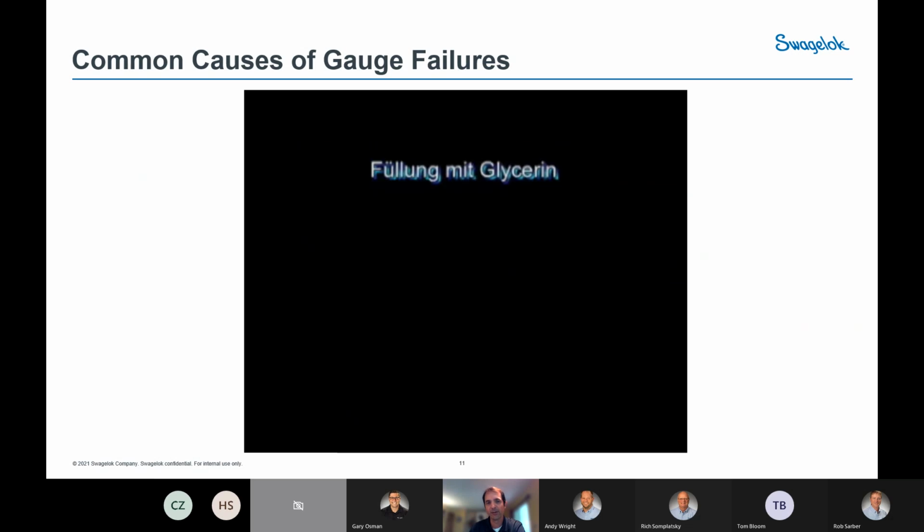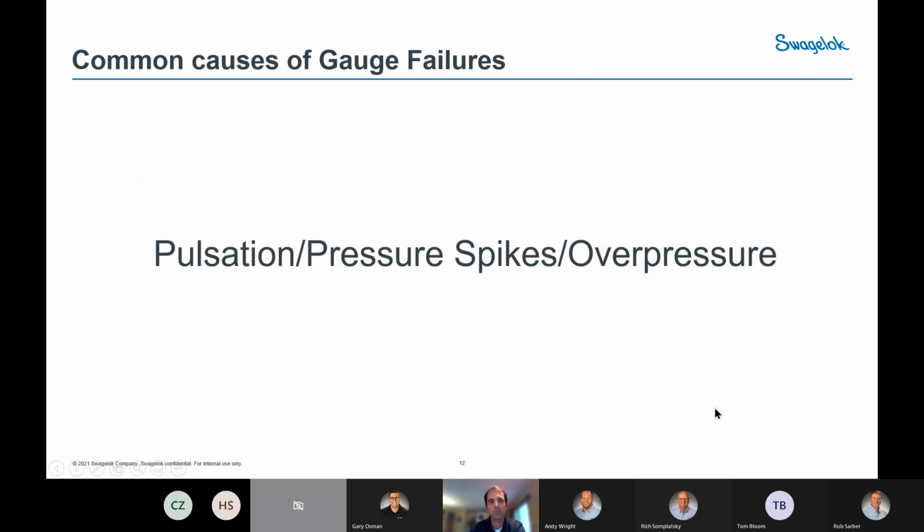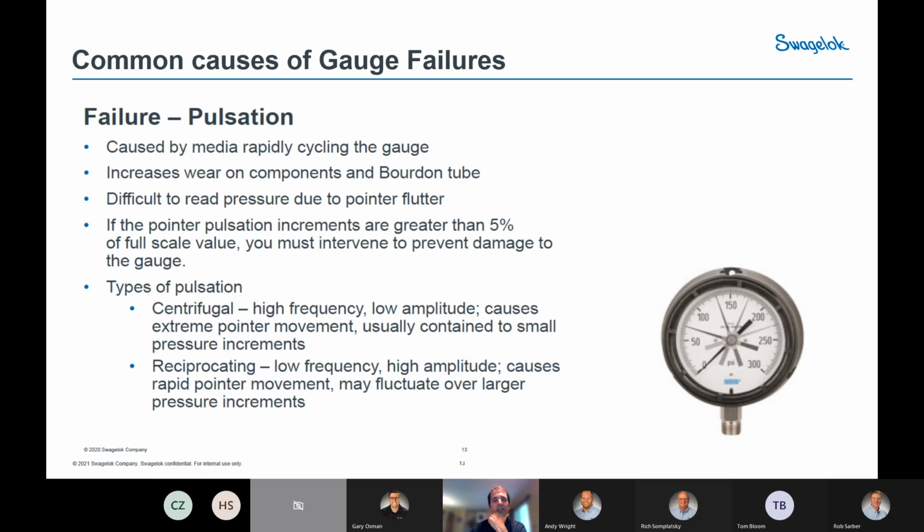So that's a pretty cool video, good demonstration of how the liquid fill solves that problem. Moving on here to pressure-related issues such as pulsation, pressure spikes, and overpressurizing the gauge. When we talk about pulsation, like I said, this is similar. It affects the gauge similarly to vibration, whereas there's a lot of needle fluttering.